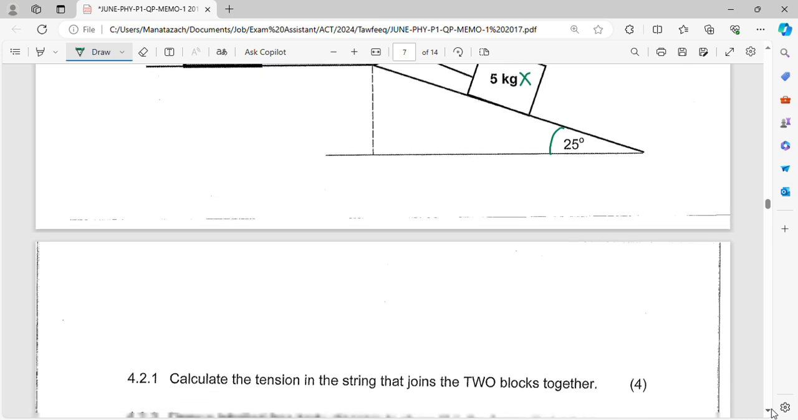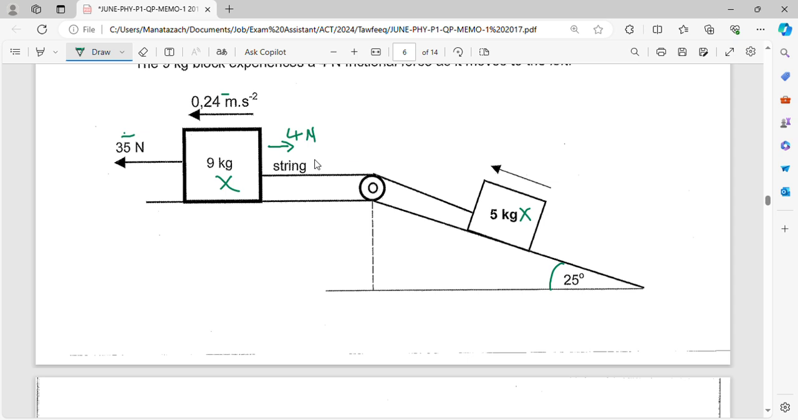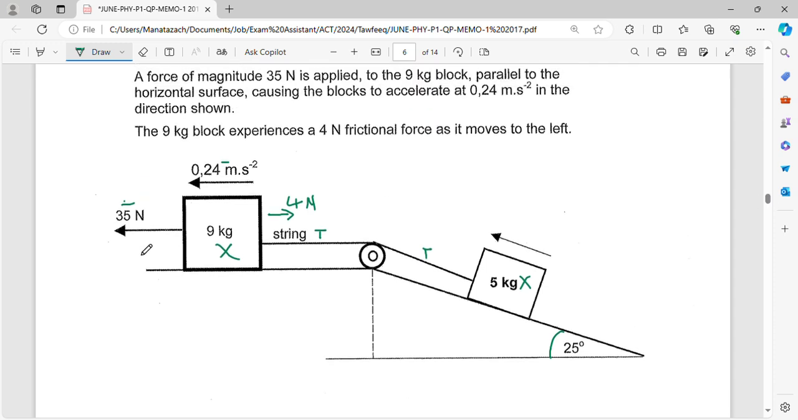Now let's look at the first question. It says calculate the tension in the string that joins the two blocks. It's easy to use the 9 kg block since you only have one unknown, which is T. The way I would do it is to first draw the forces acting on the 9 kg object. Firstly, there's the friction force, and then you've got this force here.